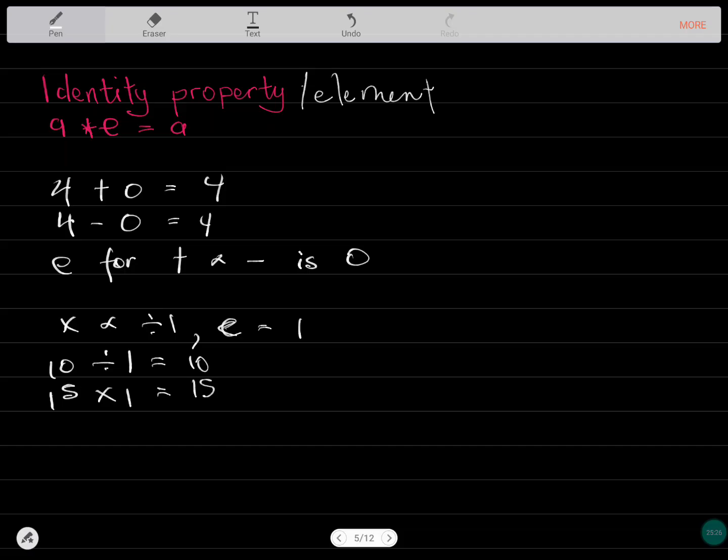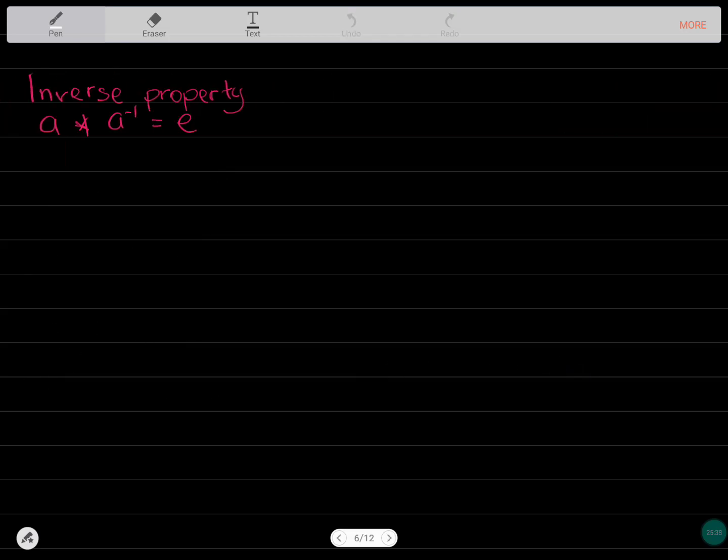4 plus 0 would give you 4. 4 minus 0 is still 4. 10 divided by 1 is still 10. 15 times 1 will still give us 15. So when we say identity element, this is what we mean. Then we have the inverse. So the inverse property, or again element, is the value that an operation combines with any given value to give us its identity element.